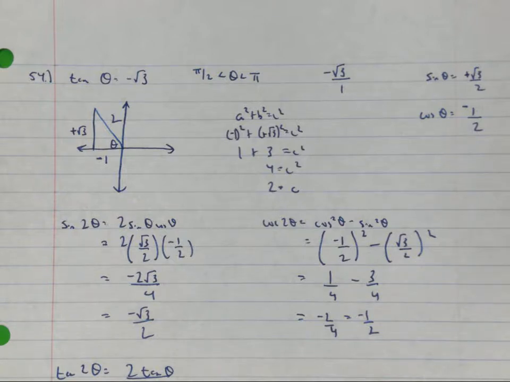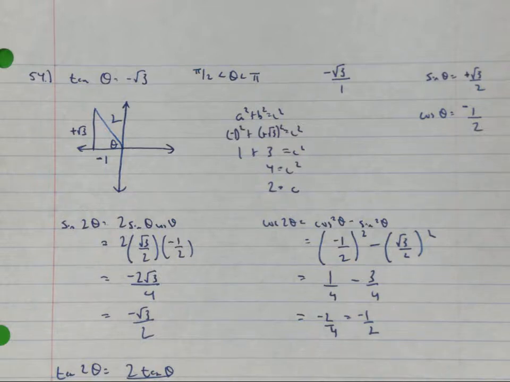Your hypotenuse is 2. So I got my tangent value. I did my sine and cosine right there. What now? How is the hypotenuse 2? Okay. Negative 1 squared is 1. Square root of 3 squared is 3. 1 plus 3 is 4. Square root of 4 is 2.